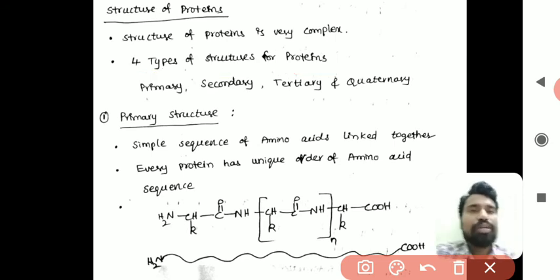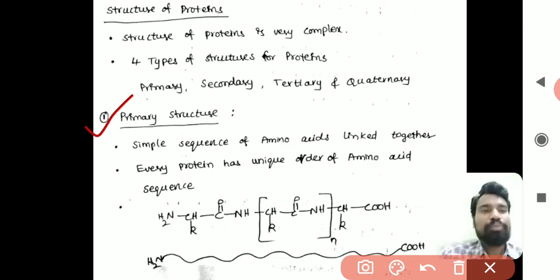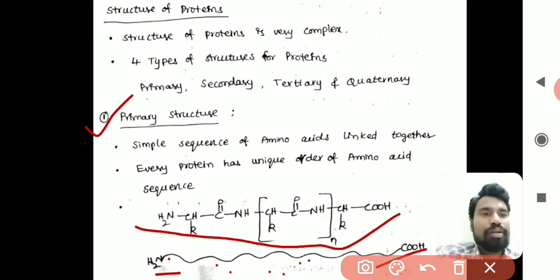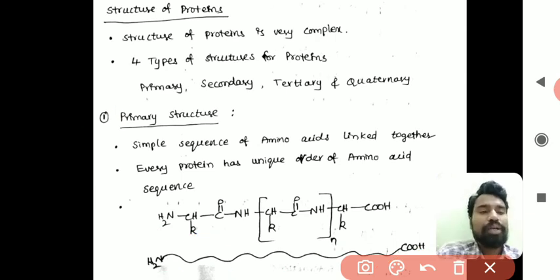The first one is primary structure. Primary structure is the simplest form of protein. It is nothing but a simple sequence of amino acids which are linked together. Every protein has a unique order of amino acid sequence. Just observe here the primary structure of protein, a simple sequence of amino acids. This is the N-terminal amino acid, this is the C-terminal amino acid. All of these are amino acids bonded with each other through peptide bonds. This is the primary structure.